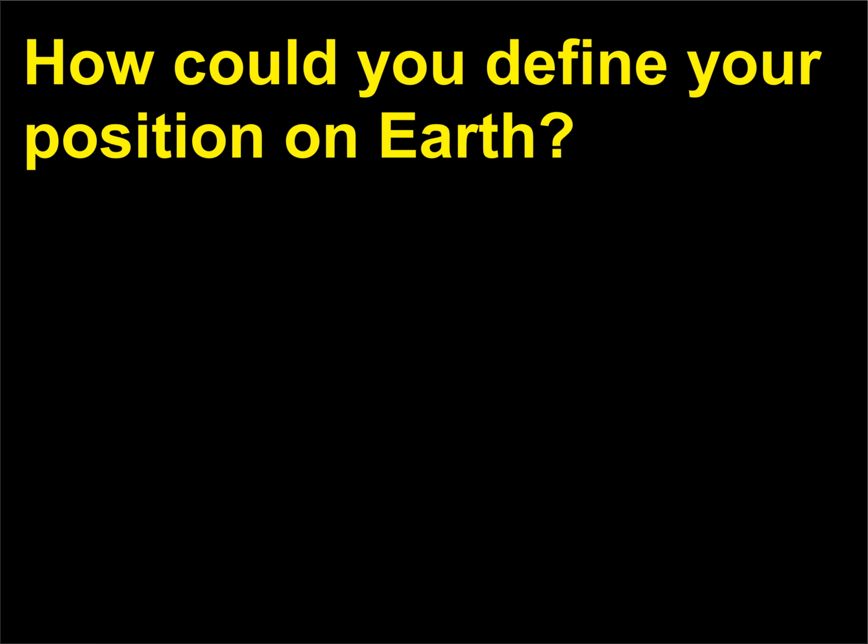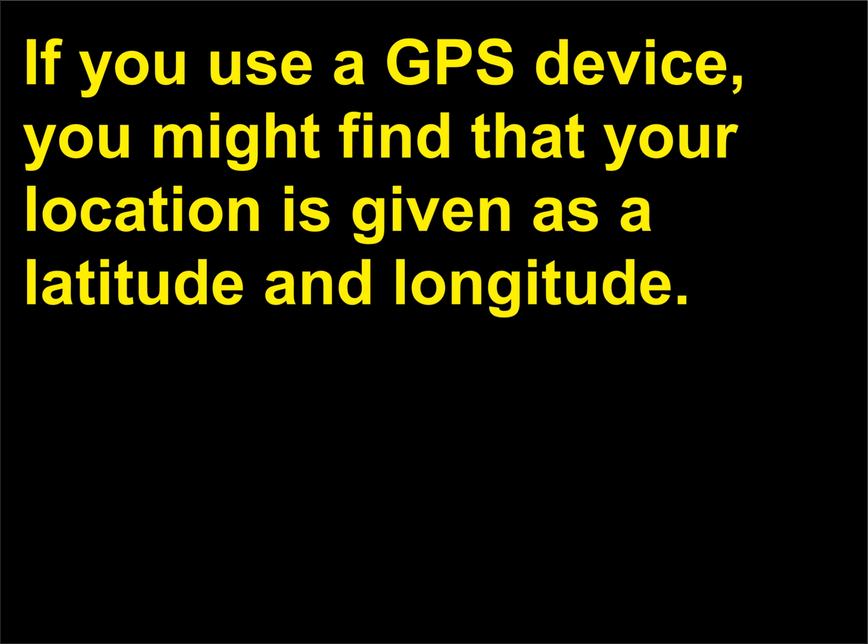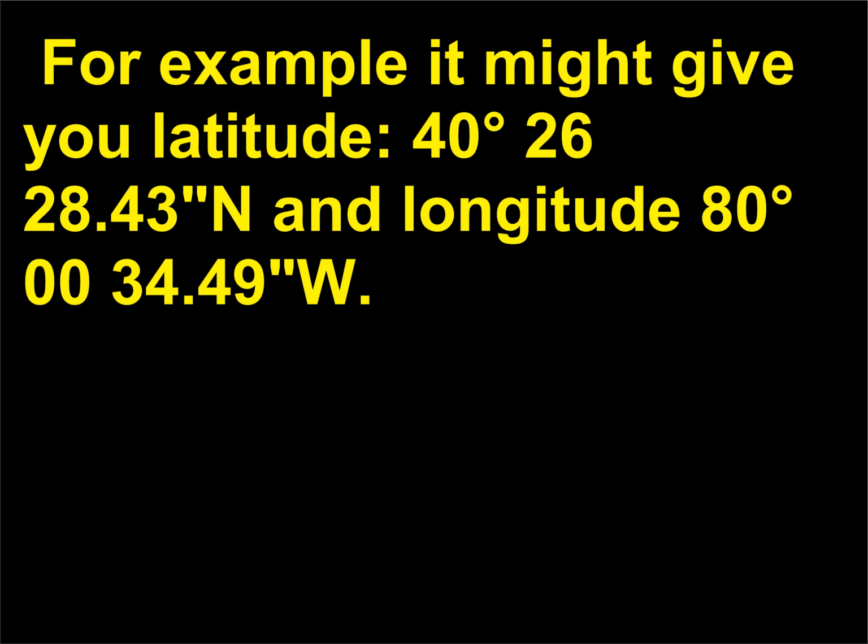How could you define your position on Earth? If you use a GPS device, you might find that your location is given as a latitude and longitude. For example, it might give you latitude 40 degrees 26 minutes 28.43 N and longitude 80 degrees 00 minutes 34.49 W.